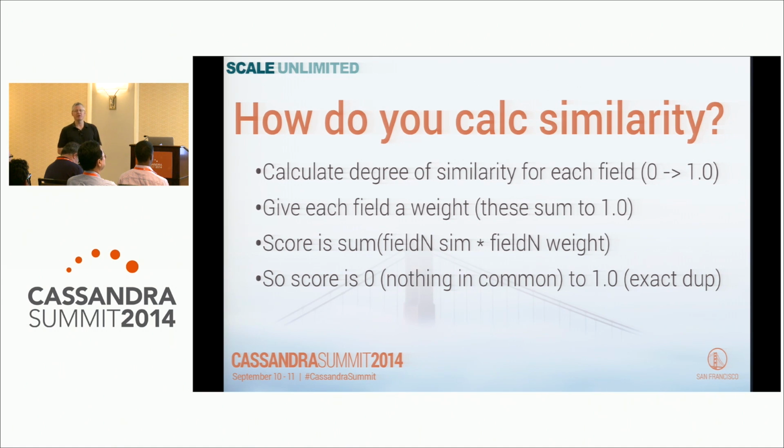Then for each field, you can take its similarity value times its weight, and you sum those, and you're going to come up with a number between 0, which means these things are completely different, and 1.0, they're an exact duplicate, an exact match. So that's a simple way of calculating a similarity score from 0 to 1, and that's what I call a match similarity.